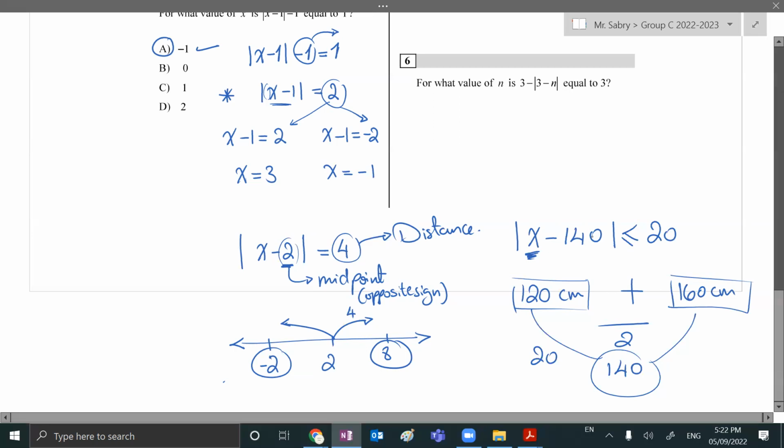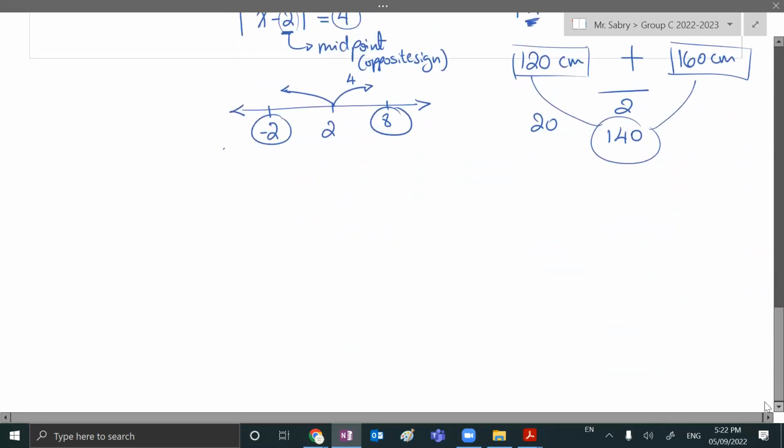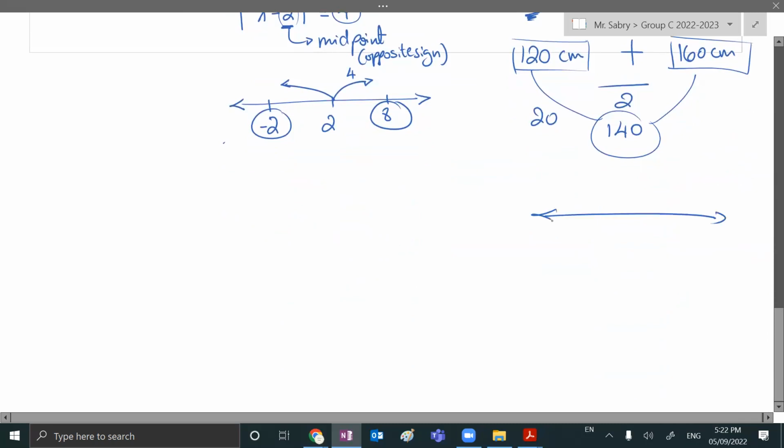In another case, if I'd like only people who are more than 160 or less than 120 to be allowed, I need those people and those people only. In this case, I'd say it's x minus 140 as well, but I need it to be bigger than or equal to 20. I need the distance to exceed the 20 distance over here. I need it to be bigger. Does that kind of make sense? Yeah. Okay. Right. So that's the whole thing.